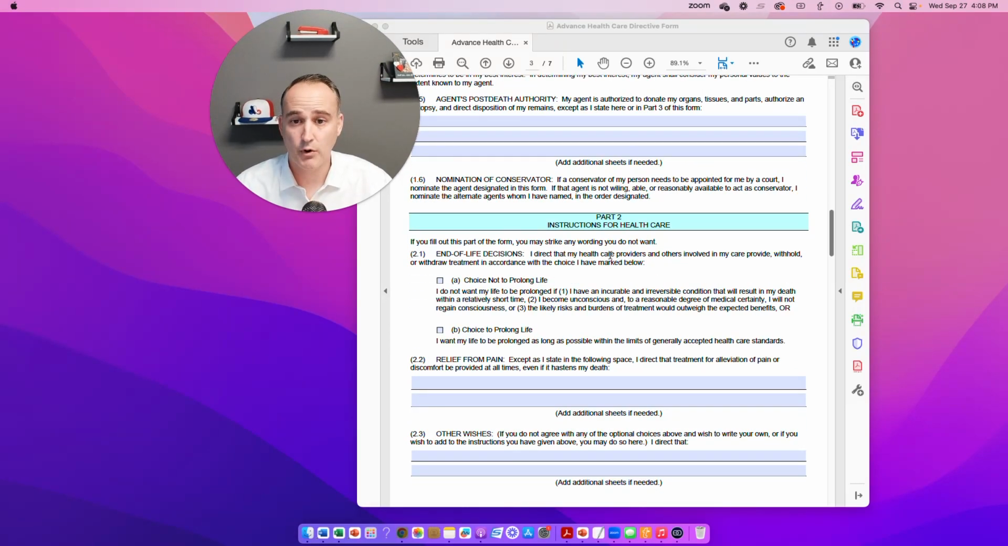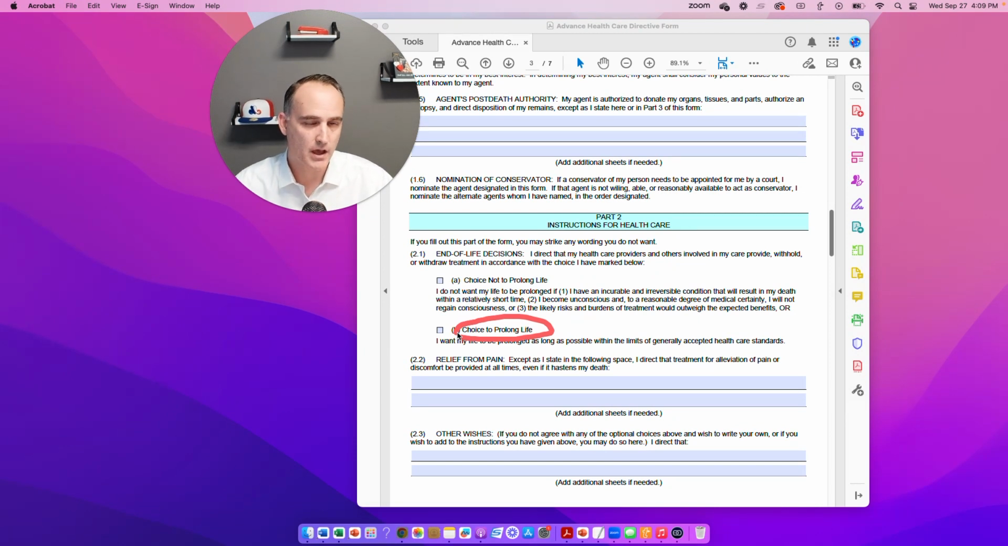And so that's sort of part 1. You nominate people that you want to take care of your health. And then part 2 here is kind of end-of-life decisions. So this is sometimes called a DNR or a living will. And it's kind of 2 big decisions here. So choice not to prolong life if you have an irreversible and incurable condition, or choice to prolong life. I want to prolong my life as long as possible.